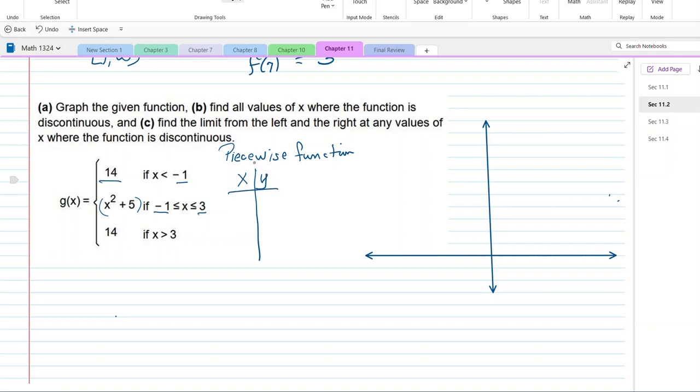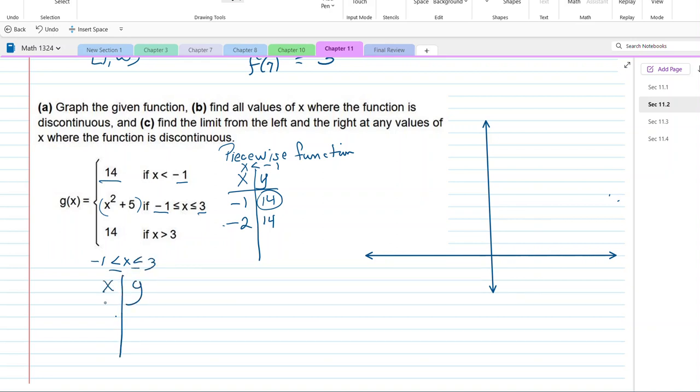We're doing it first for x less than -1. So we're going to do -1, and we know it is 14 with a circle. And then at -2, it's still 14. All right, so we've got that condition there. And now we're going to do it for -1 less than or equal to x less than or equal to 3.